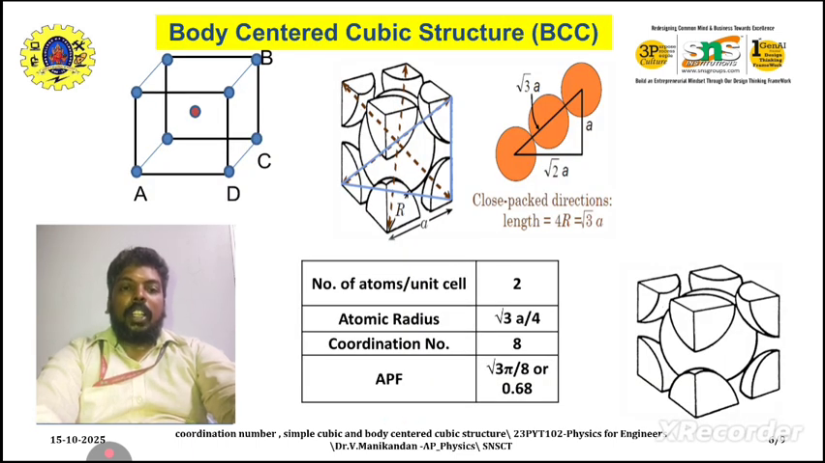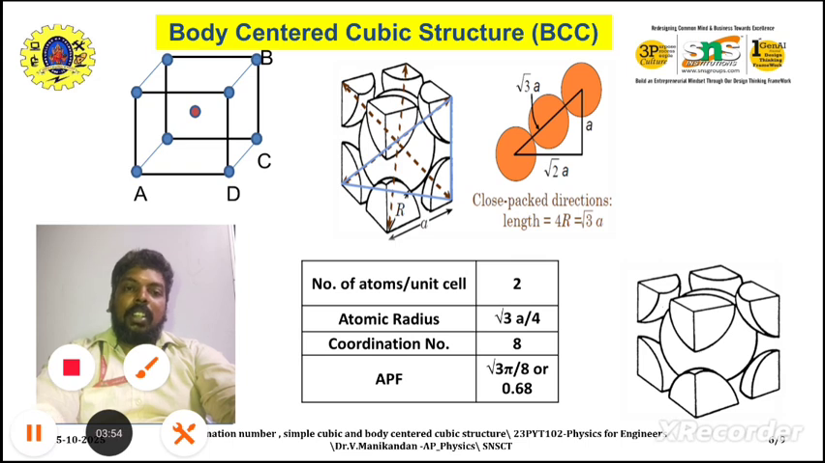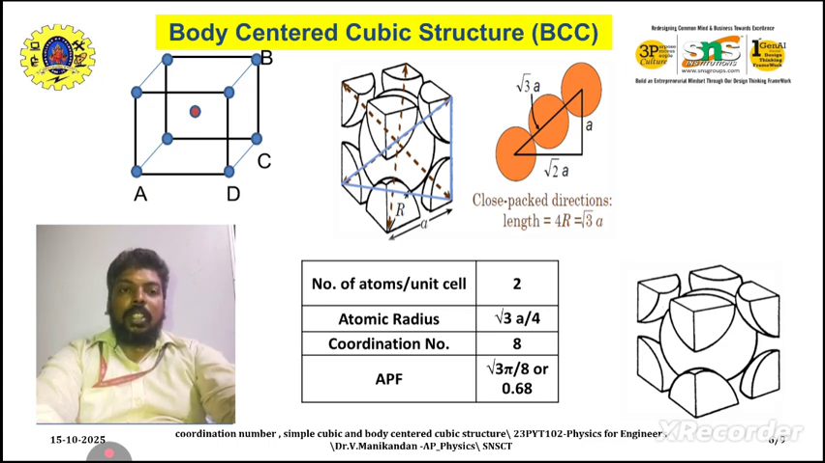Similarly, we go for the body centered cubic structure. You can see the pictorial representation of the body center: similar to the simple cubic structure, there is an atom inside at the center of the cubic cell in addition to the corners of that unit cell. That is the body centered cubic. Here we connect the atomic radius in a different manner. We connect the central atom and form a right triangle. From that we calculate the atomic radius as root 3 a by 4.